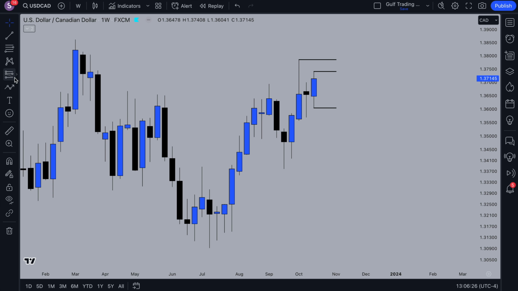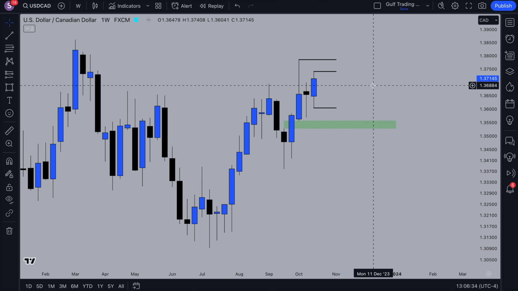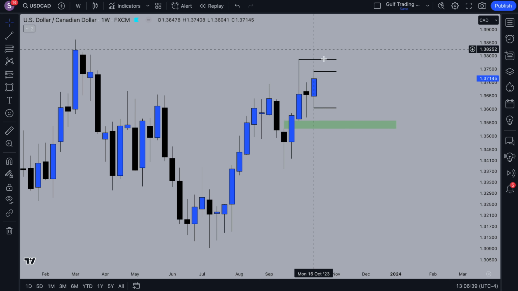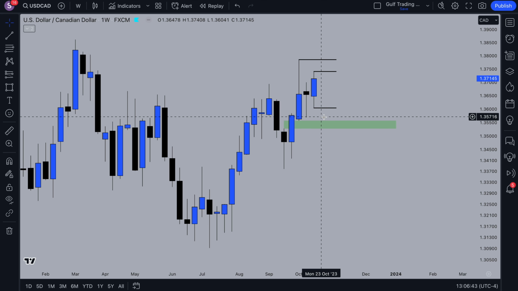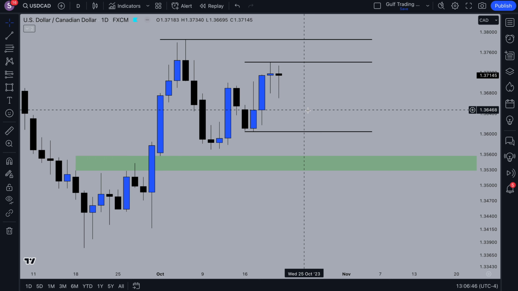And there is also this weekly demand zone that could be a future target, and also the imbalance. So just a couple of things to look out for. Could be a reaction off there before moving up, or we could take out liquidity up here and then target this area of imbalance. But then going down to the daily, we'll see what is going on here.